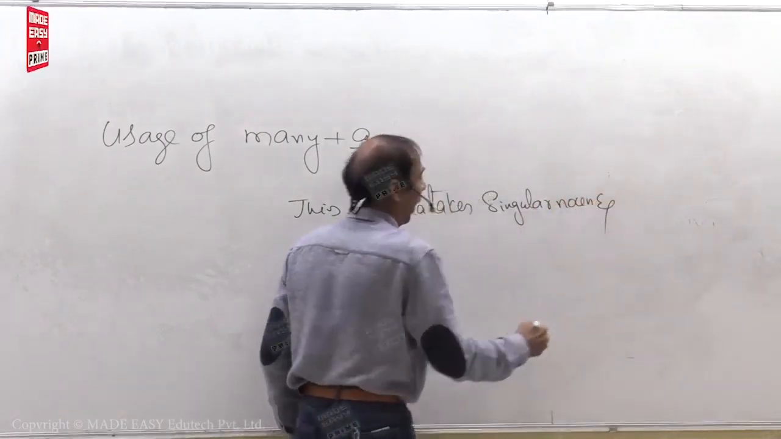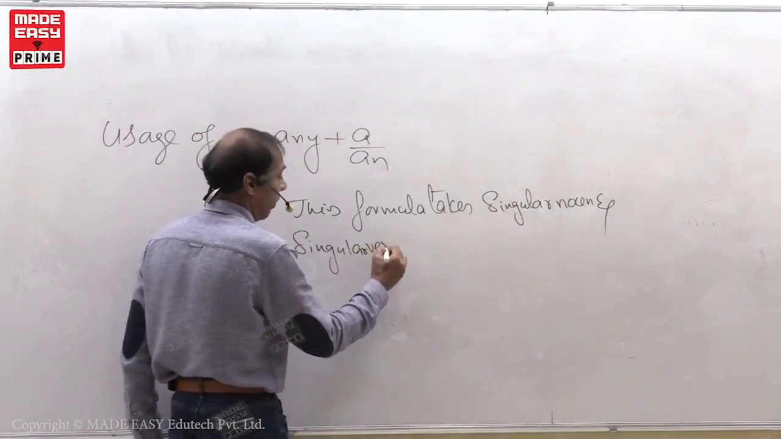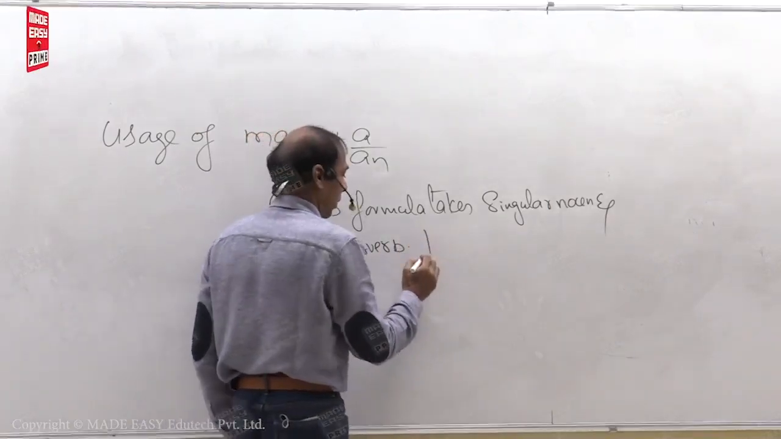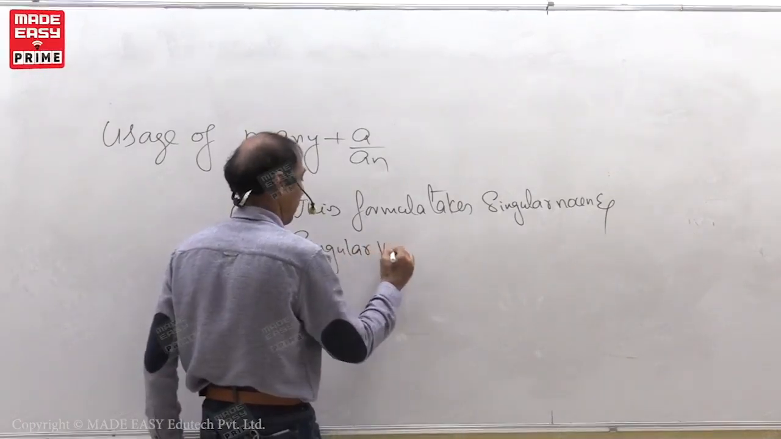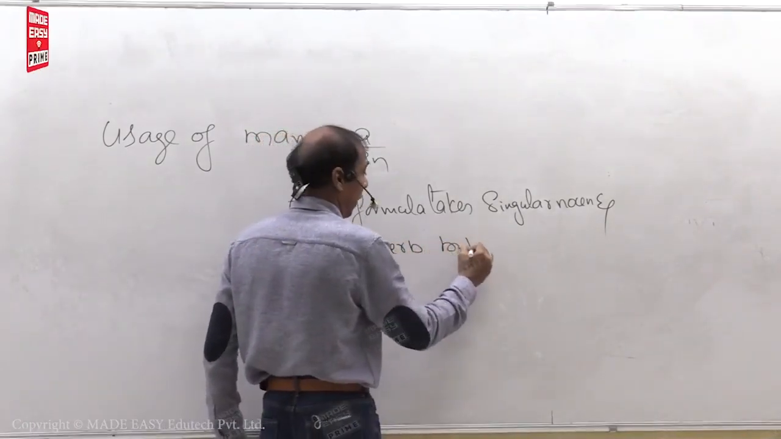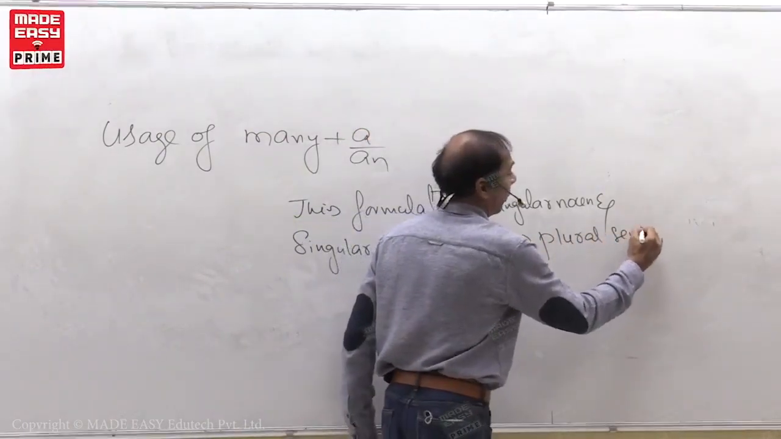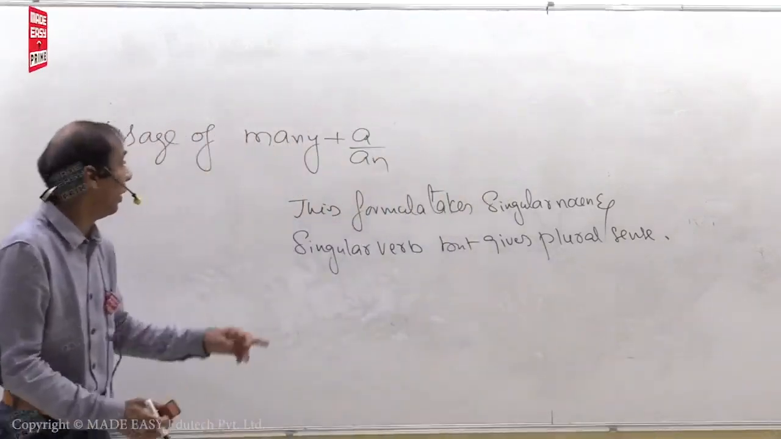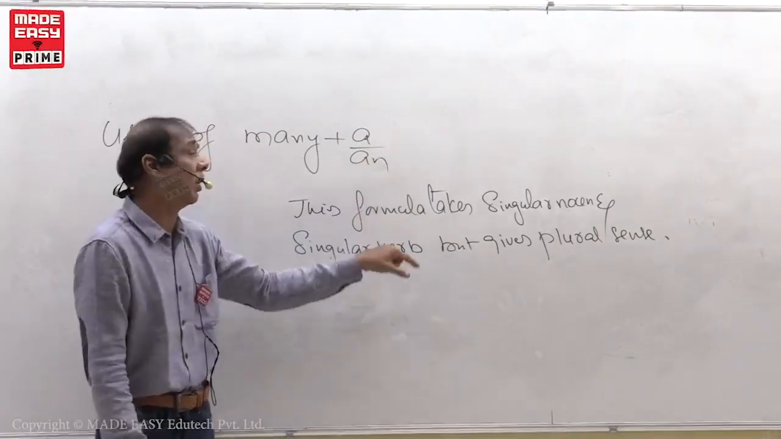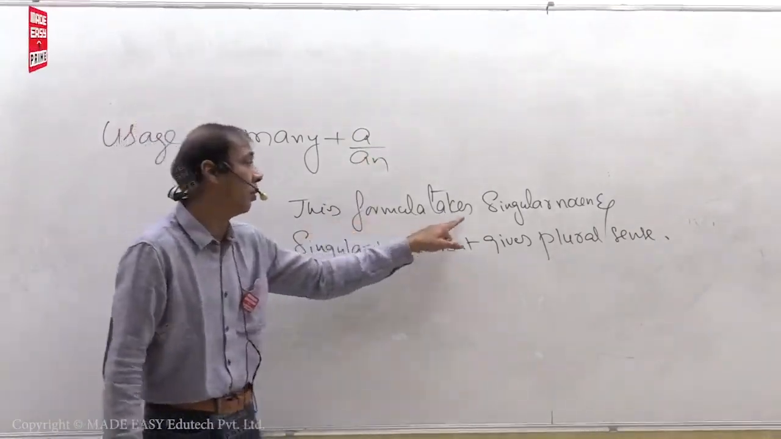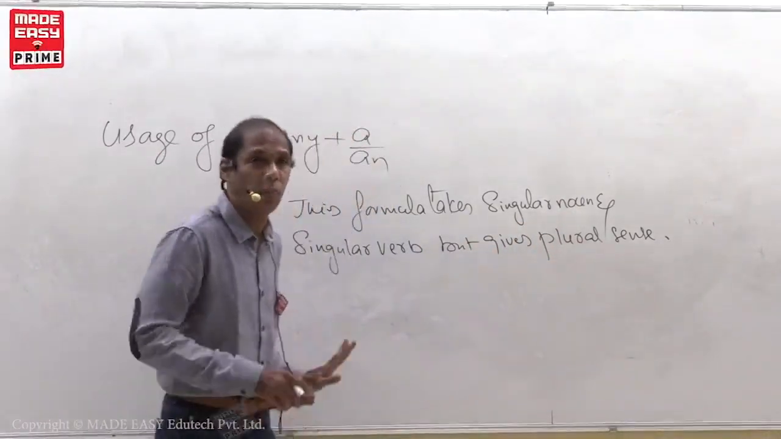singular noun and singular verb, but gives plural sense. Most dangerous formula. See, this formula takes a singular noun, the verb is also singular, but this formula gives plural sense. What is all this? I'll explain.